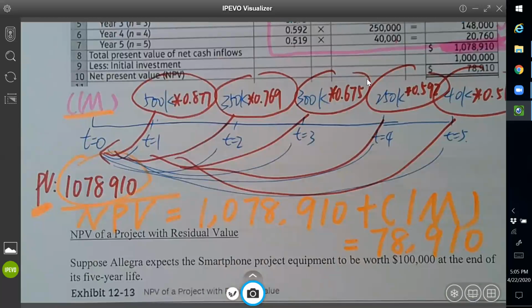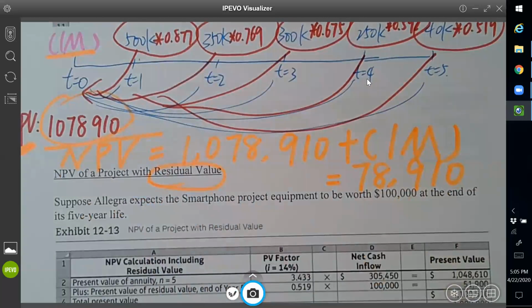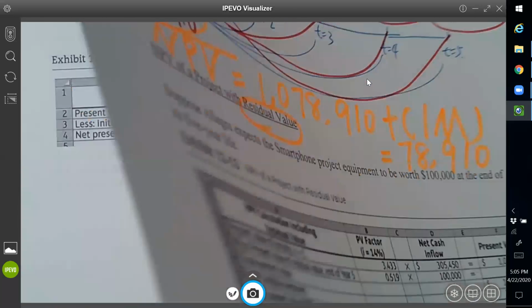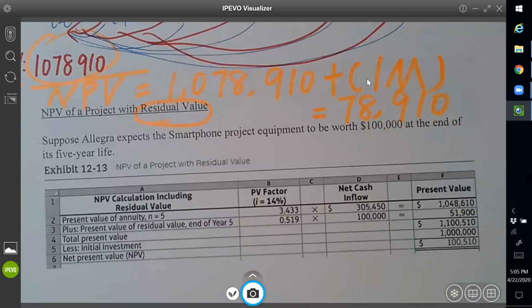Next time, we continue with a similar project, but now we have a residual value. It's just one extra small step. Once we do this, I think we can practice some questions together, and then we talk about IRR.